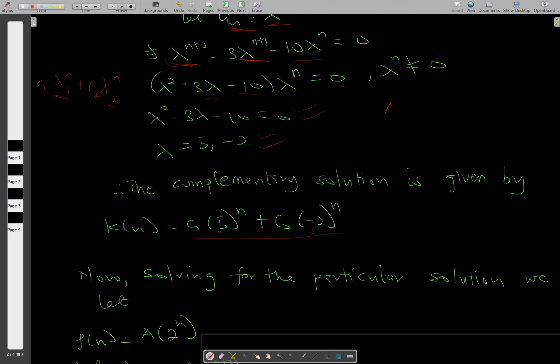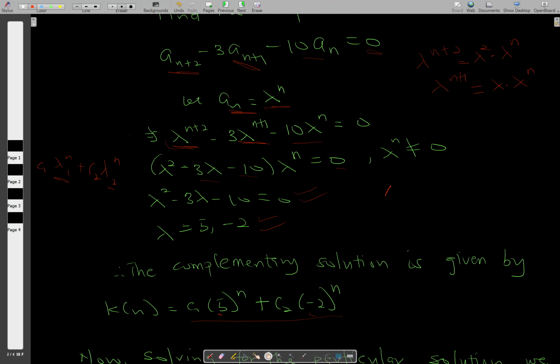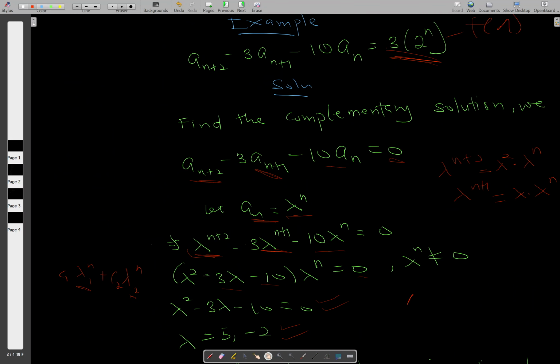Okay, so now we solve for the particular solution. For the particular solution, we consider the right hand side. For this particular problem, the right hand side is given by 3 times 2 exponent n.